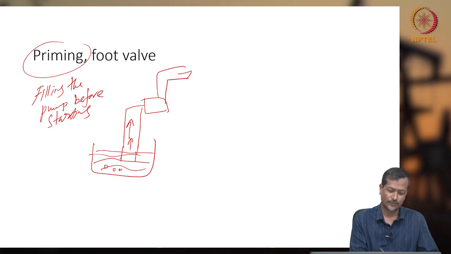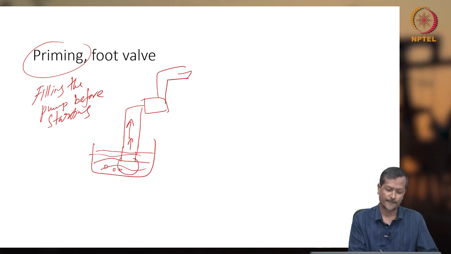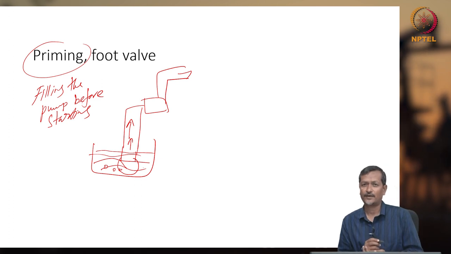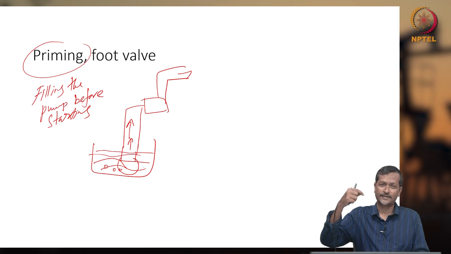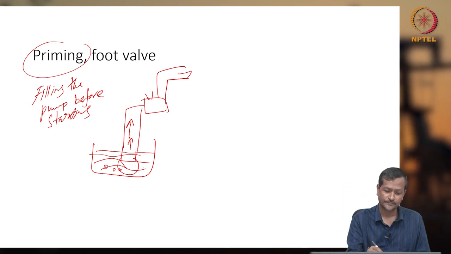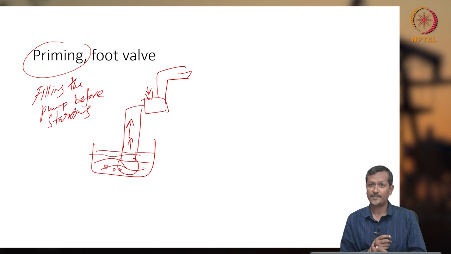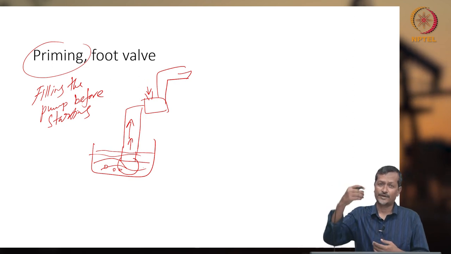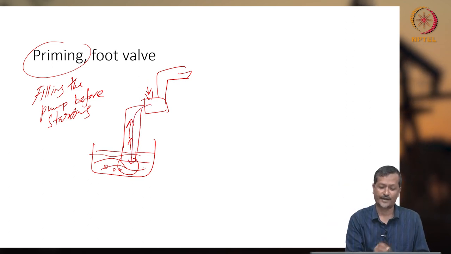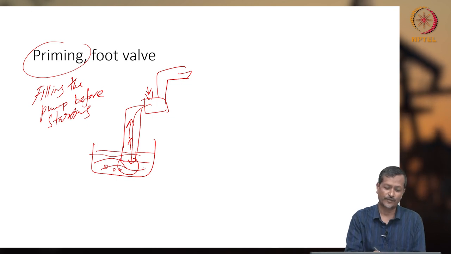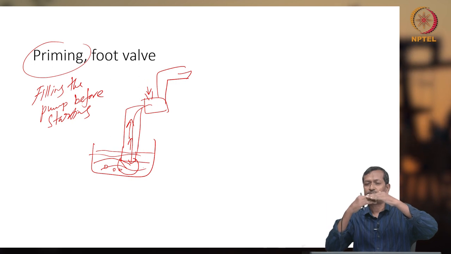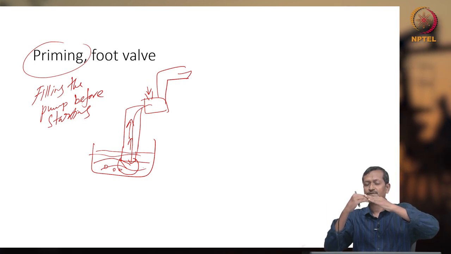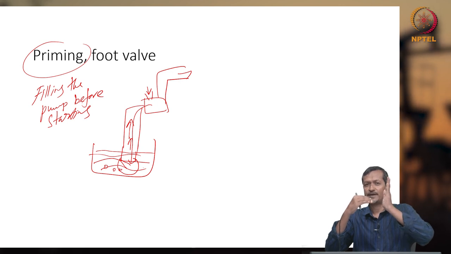So in that case, what do you do? You create one valve, a one-way valve, which allows only one-way flow. When you are filling the impeller area for priming purposes, you are giving water, and that water should not go out to your tank. So this foot valve is a one-way valve. When you are giving water from the top side, it closes the path. When it is sucking fluid from the wellbore or from the tank, it opens like this.